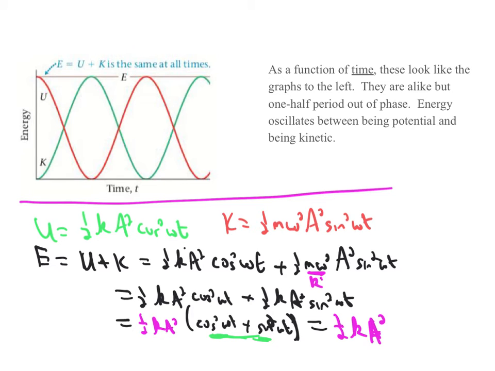As a function of time, these look like the things to the left, where we have the K term, which goes up and down as a sine squared. And we have the U, which goes up and down as a cosine squared. And then we find that the sum is always just this horizontal line.